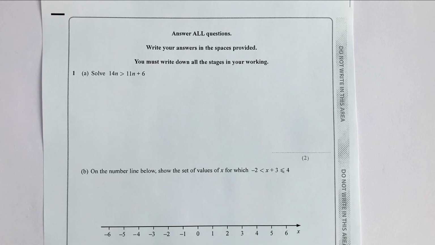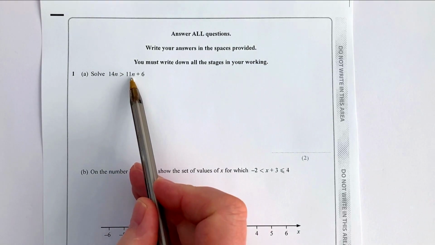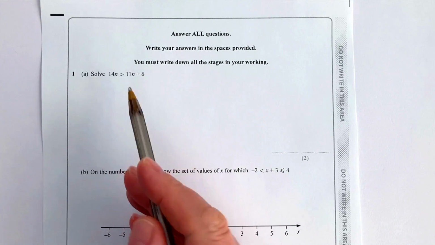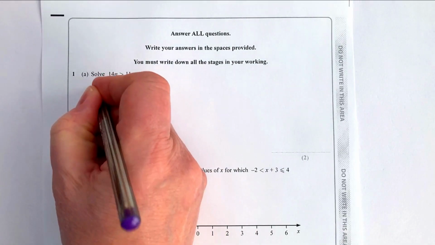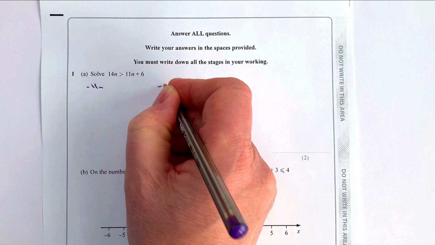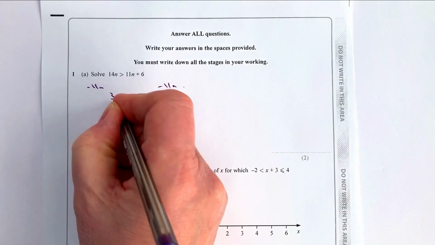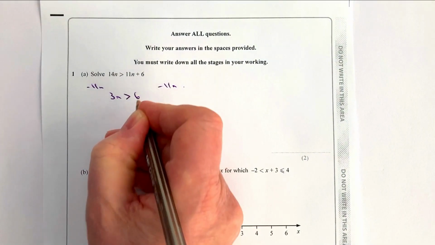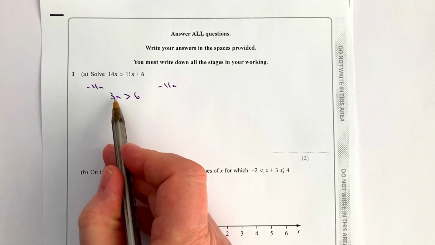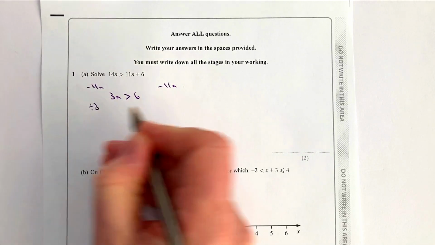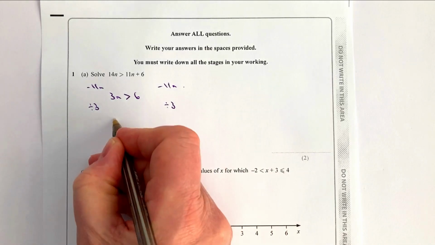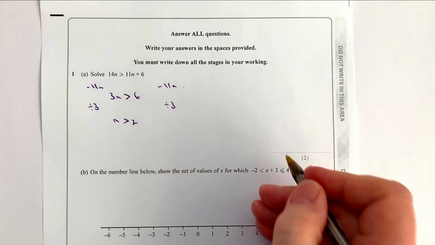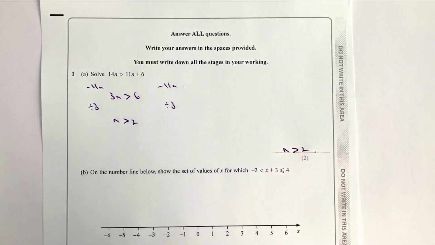So effectively, I would normally treat this almost the same as a normal linear equation. The whole idea is I need to get n's on one side and numbers on the other. So I'm going to minus 11n from both sides of the equation. That's going to give me 3n is greater than 6. Then I need to divide through by 3. If I divide both sides through by 3, I get n is greater than 2, which is the answer to that particular question. Okay, hopefully that's all right for you.